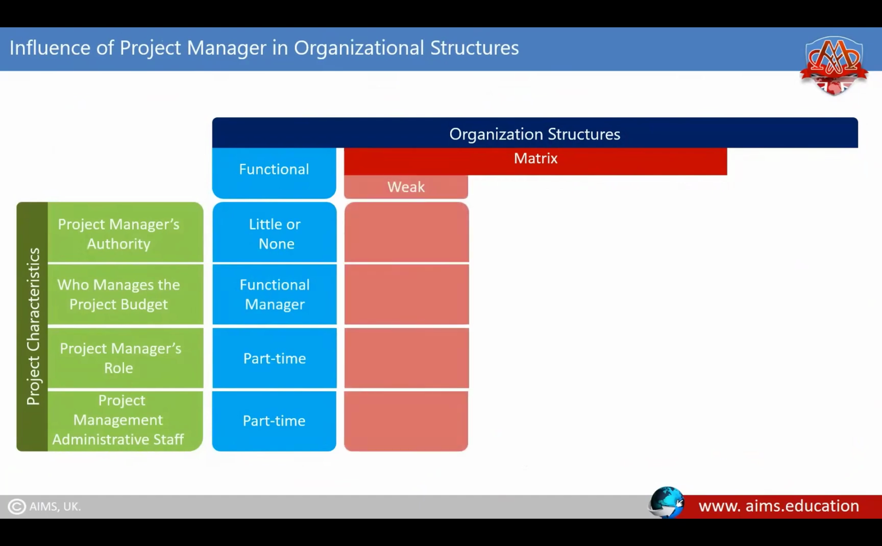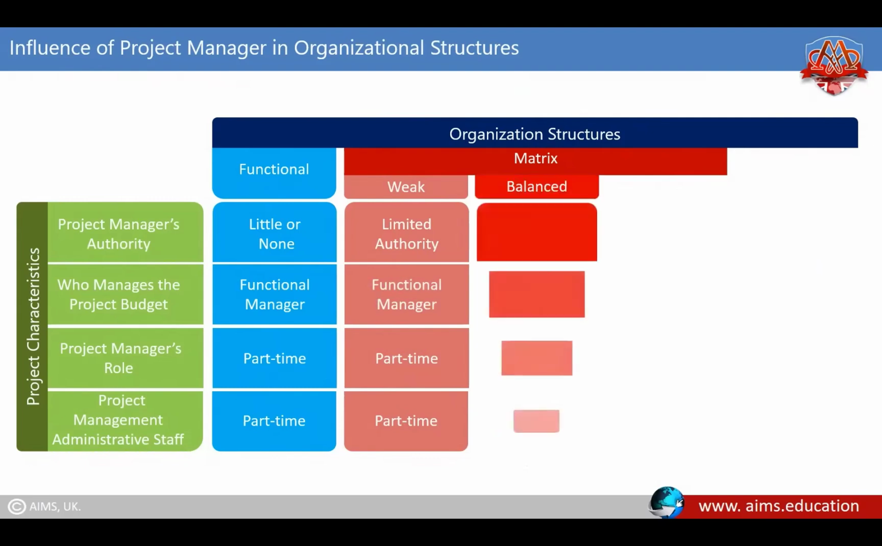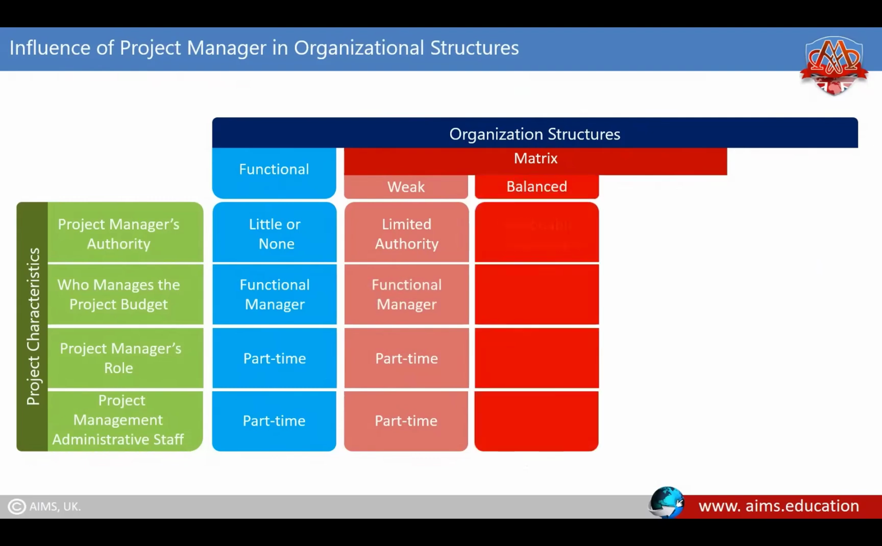In a weak matrix, the project manager has limited authority. The role of project manager is part-time, and it may have part-time administrative staff to help expedite the project. The functional manager manages the project budget. In a balanced matrix, the project manager has reasonable authority. The role of a project manager is full-time, who may have part-time administrative staff to help expedite the project. Both functional manager and project manager manage the project budget.